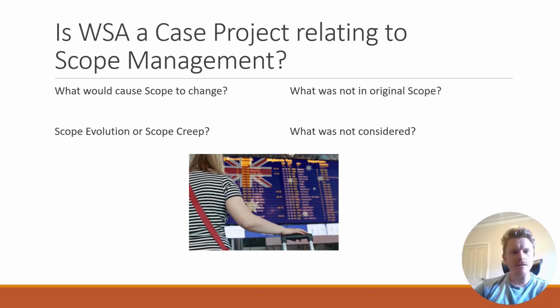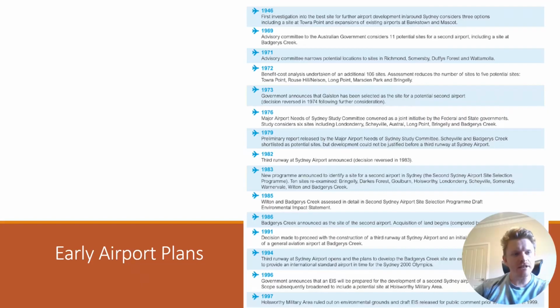Over the following decades, the project scope expanded significantly through repeated site investigations, environmental regulation increases, stakeholder concerns, future-proofing requirements, and broader infrastructure planning. The timeline on the screen shows how investigation and site selection studies continued across multiple decades, with locations and project requirements regularly changing before construction finally commencing in the 2020s. These continual changes make the Western Sydney Airport an excellent example of how major infrastructure project scope can evolve over time.